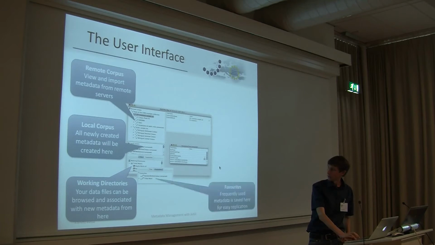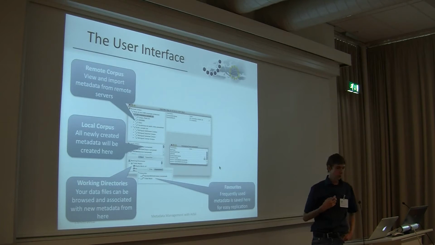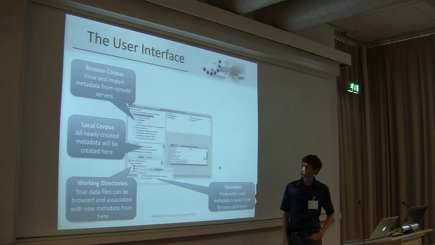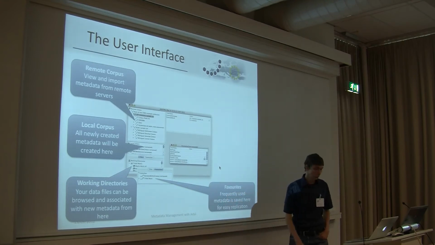And here you have favourites, which are snippets of metadata. Often when you're entering metadata, you're doing the same information over and over again. It might be the same project, the same actor or same informant. This is an area where you can make snippets of metadata and very quickly drag them to your work area here. So you create a session for a resource file here, and then drag the snippets into the actual working area.